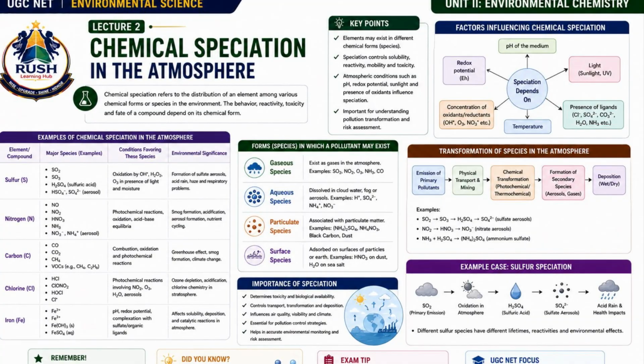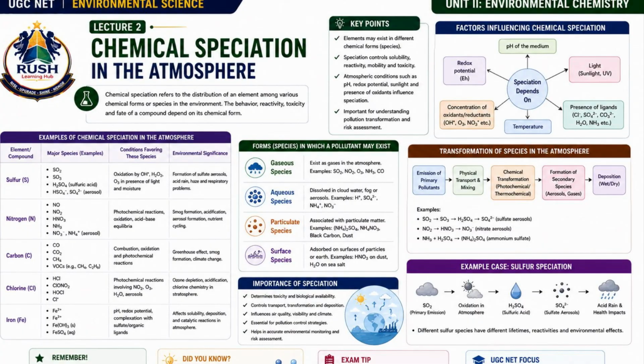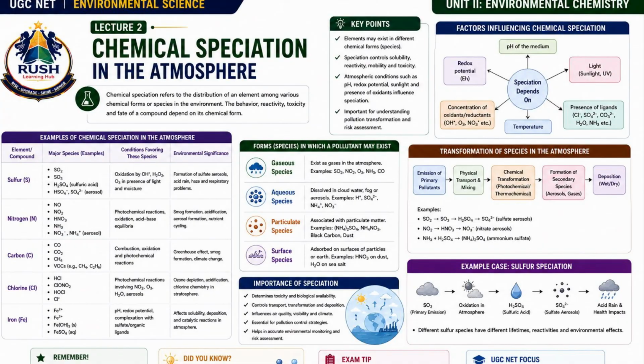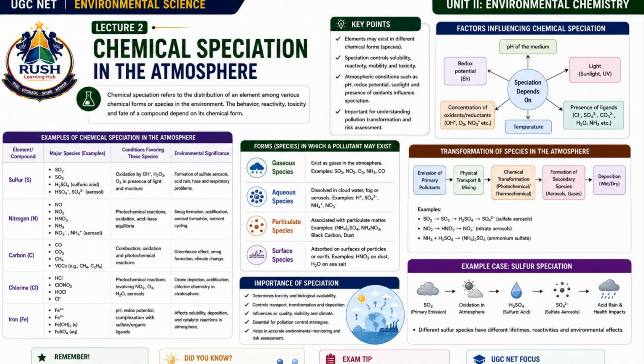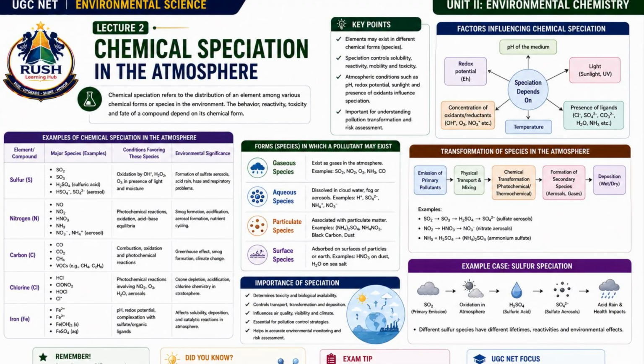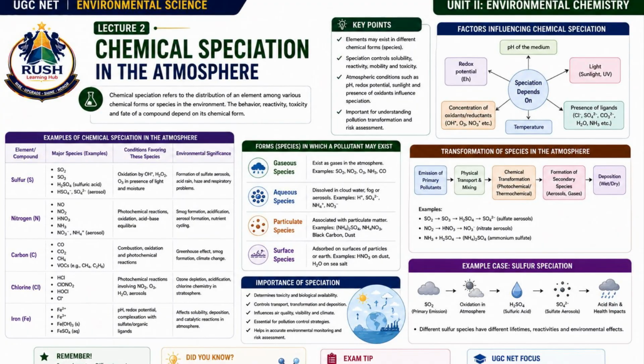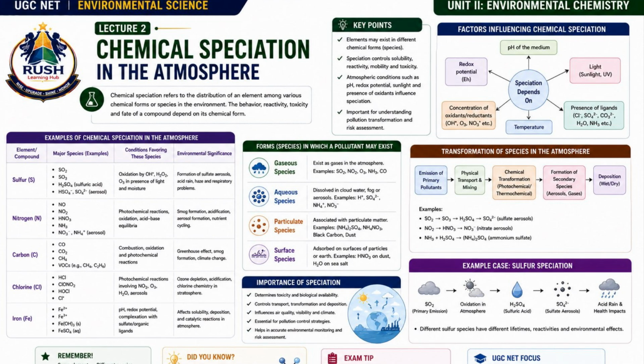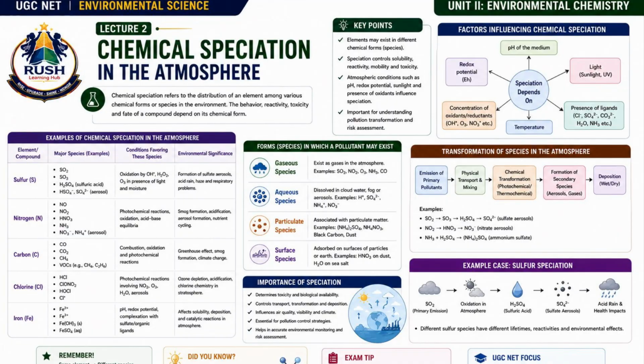Similarly, nitrogen oxides can be converted into nitric acid and nitrate aerosols through atmospheric oxidation processes. This continuous transformation of species is a fundamental aspect of atmospheric chemistry. Now let's discuss why chemical speciation is important. The first reason is toxicity assessment. Different species of the same element can have different toxicities. Environmental risk depends on the specific chemical form present.